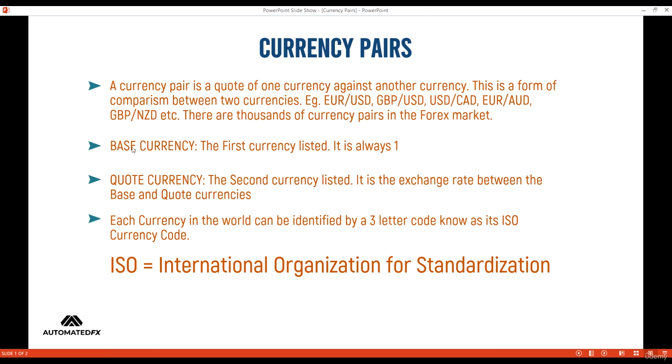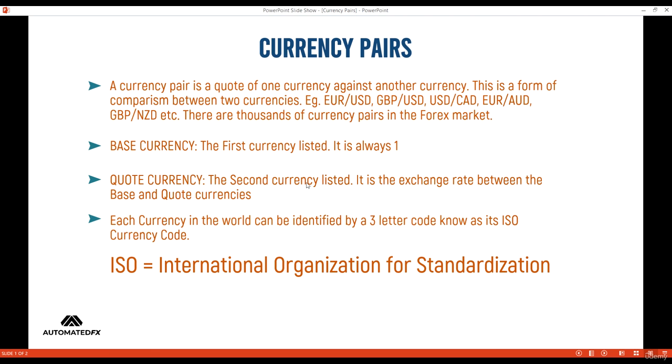We have what we call the base currency. The base currency is the first currency listed, and it is always one. In EUR/USD, euro will be the base currency. In GBP/USD, GBP will be the base currency. In USD/CAD, USD will be the base currency. And in EUR/AUD, euro will be the base currency, and it is always equal to one.